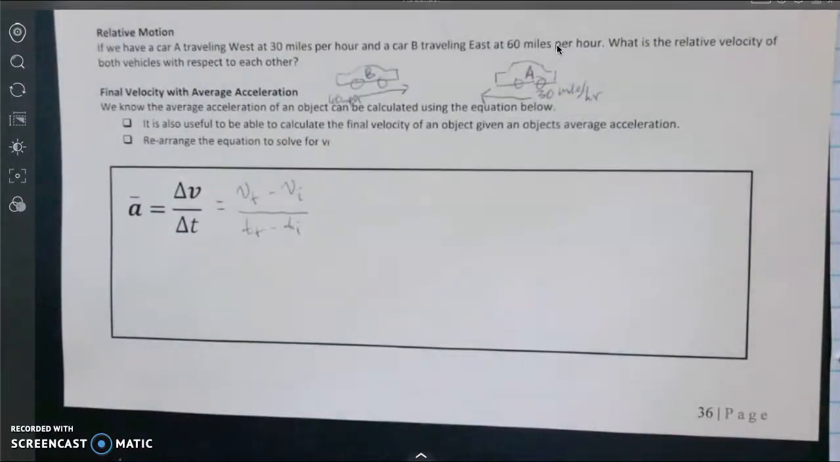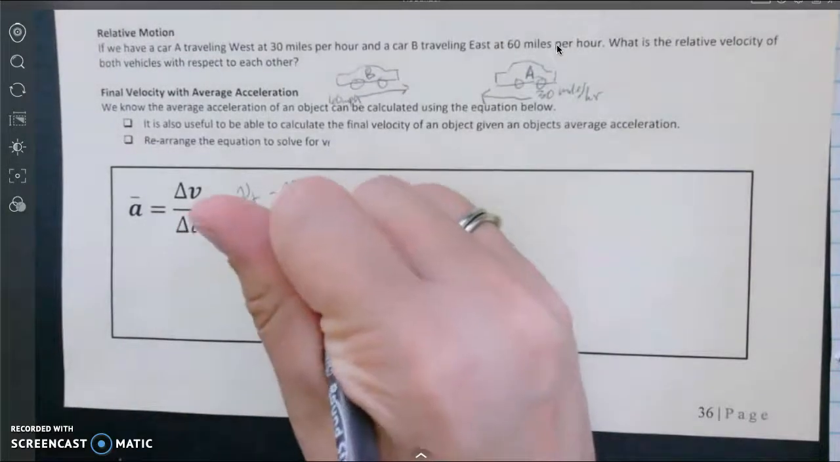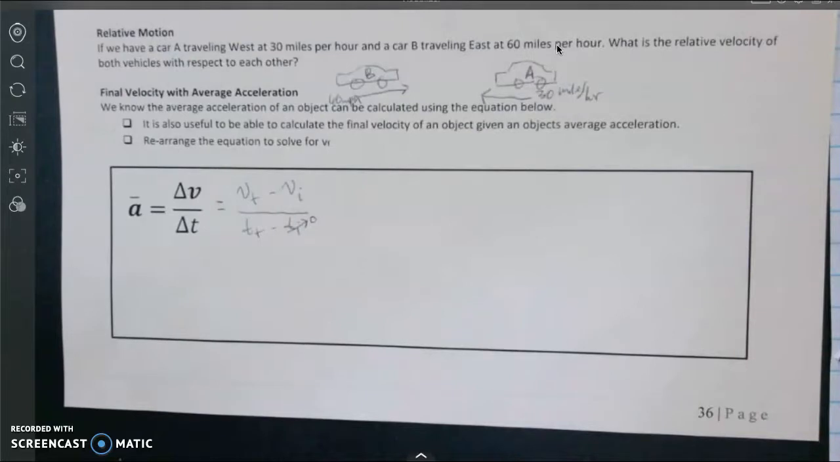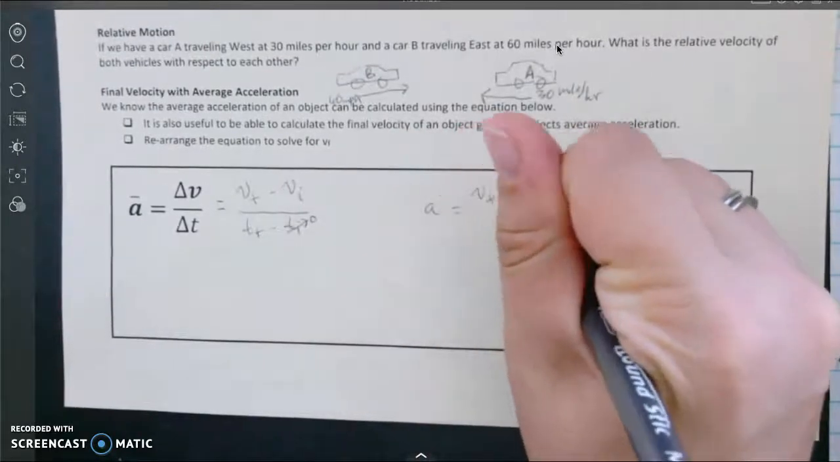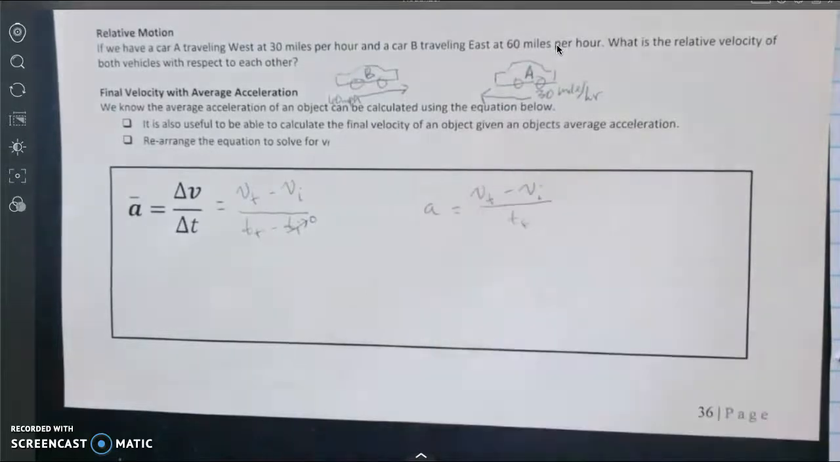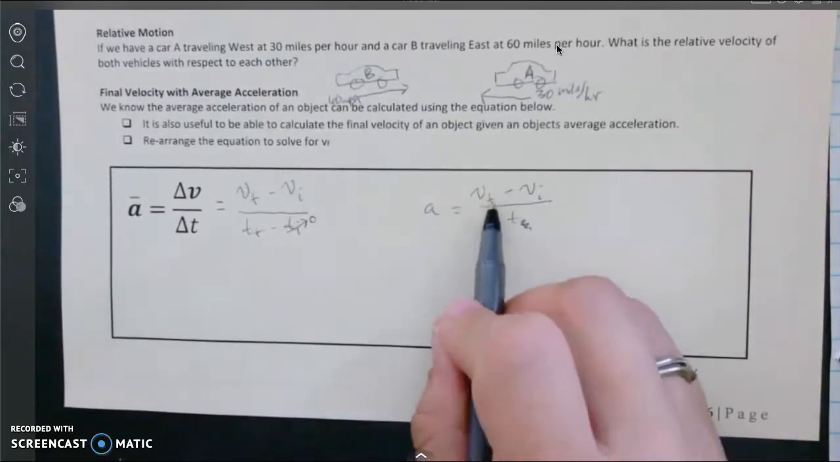For the vast majority of problems, T initial is just 0, right? Like we say, my speed went from this to this, and that happened in 5 seconds. Well, that 5 seconds is time final, and time initial is just 0, that moment we started making these observations. Okay, so in most situations, I would say that our time initial is 0. So if that's the case, acceleration is velocity final minus velocity initial divided by time final. And if it's our only time component, we could just call it time, right? 5 seconds or whatever.